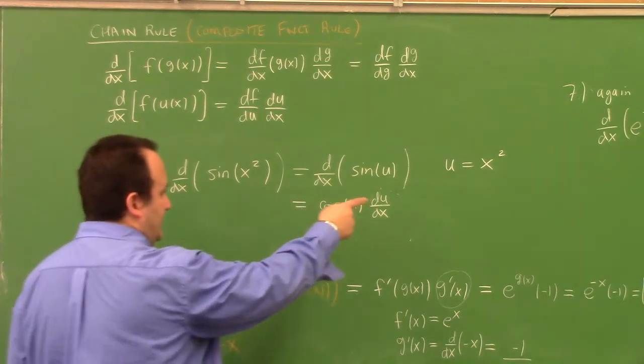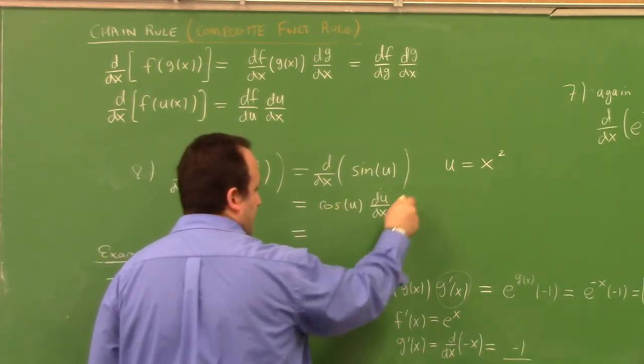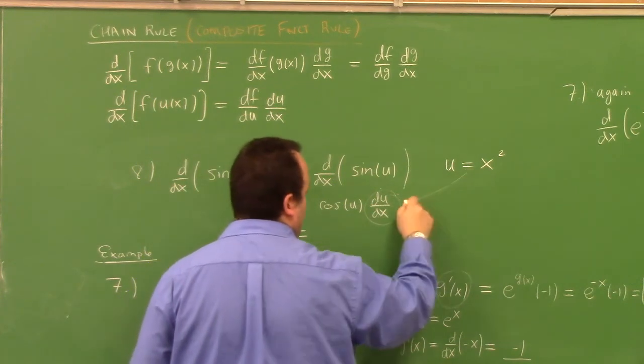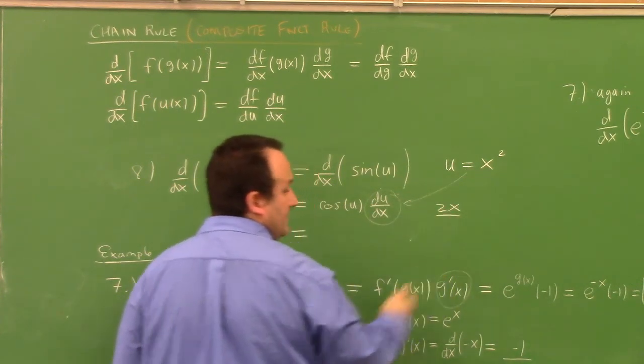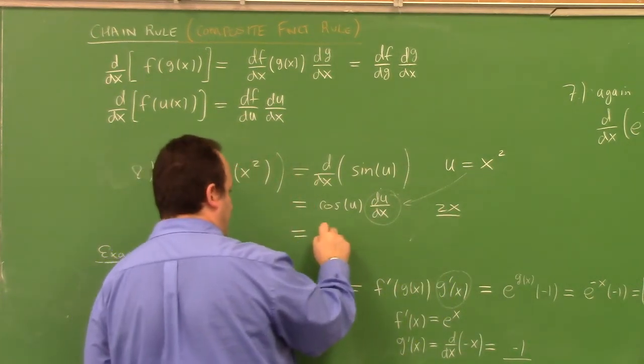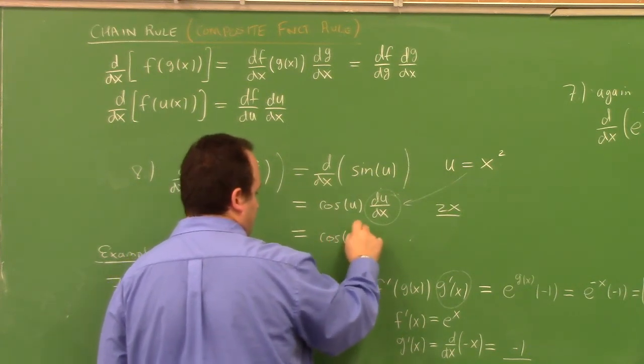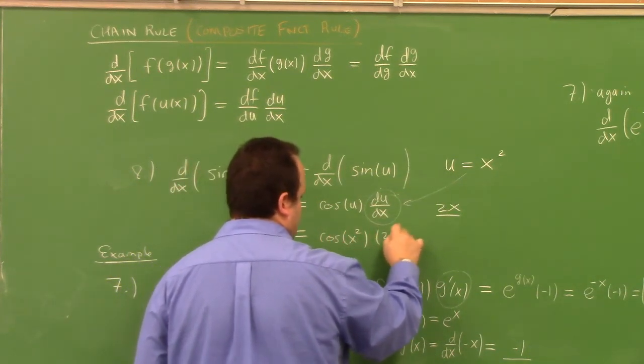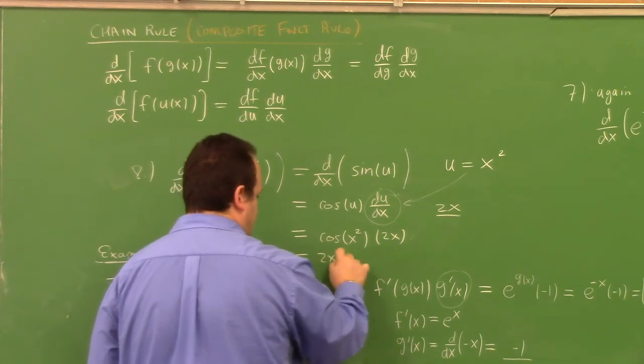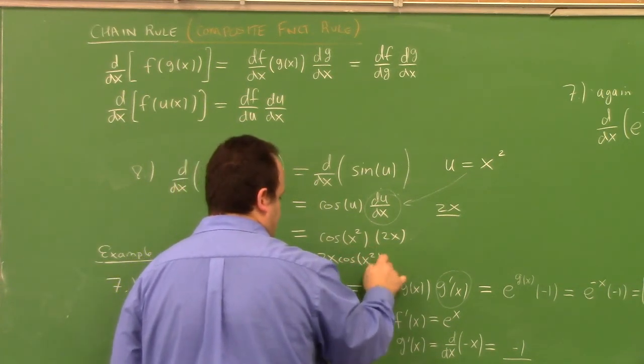And du dx is what? It's 2x, right? So what I get is cosine of x squared times 2x, which I prefer to write as 2x cosine of x squared for reasons of mathematical etiquette.